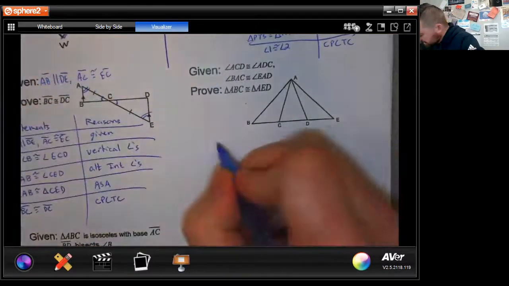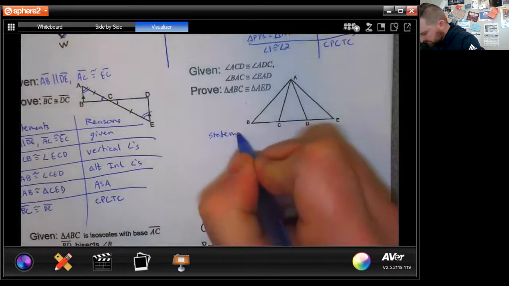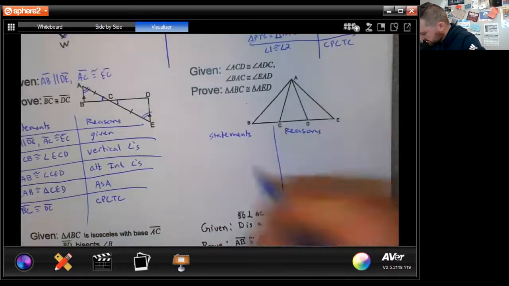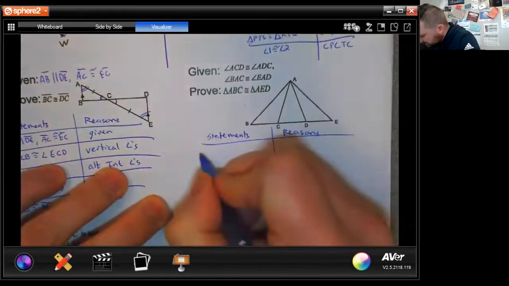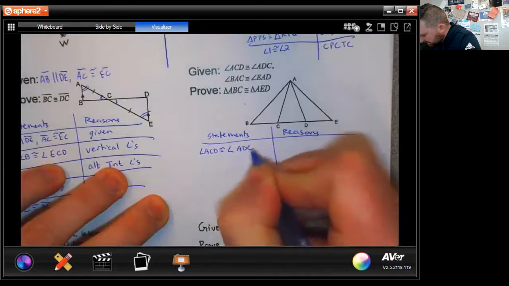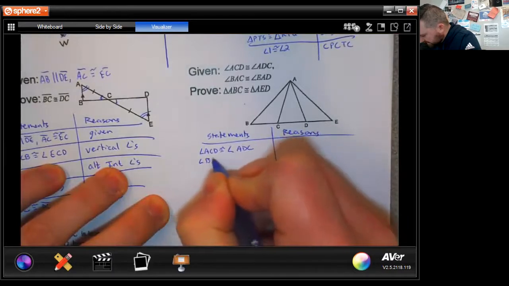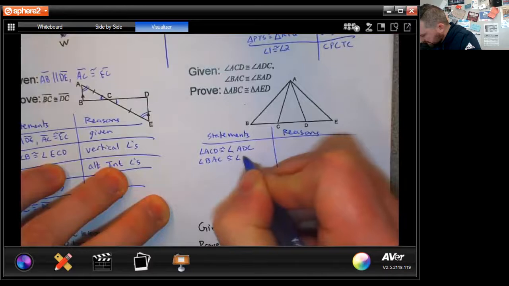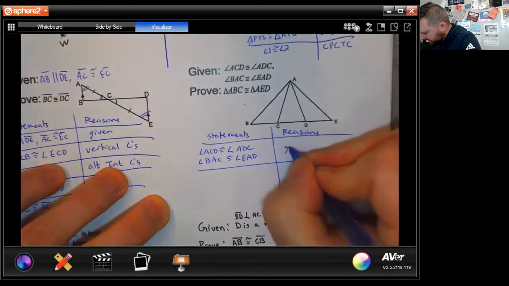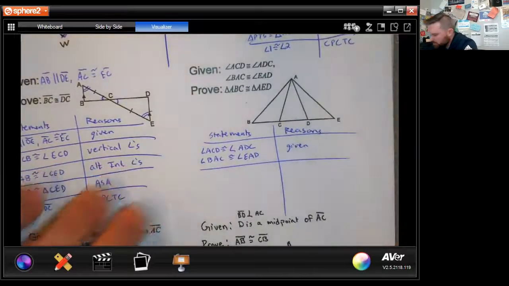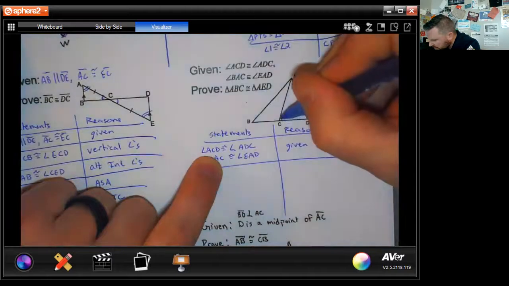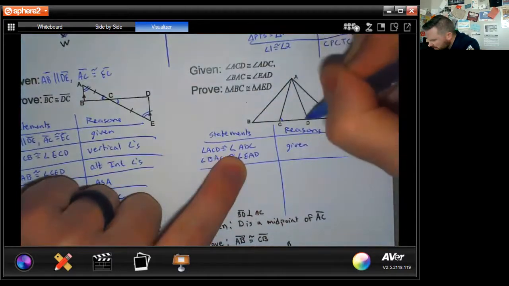Okay, so statements, reasons. Okay, so angle ACD congruent to angle ADC, angle BAC congruent to angle EAD. Okay, that's given. All right, so let's label those on our picture. So ACD, so this angle, and ADC, this angle.